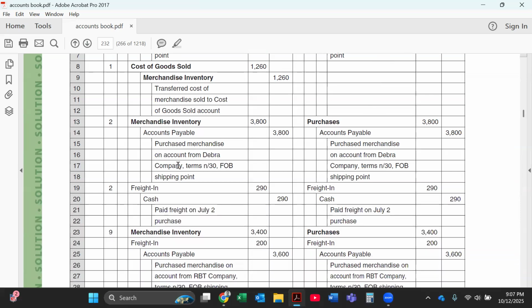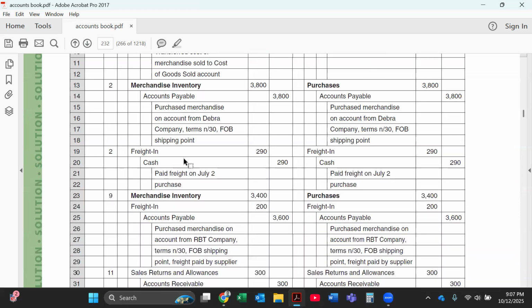When we purchase merchandise on account, underneath the perpetual method, I'm adjusting merchandise inventory and accounts payable. Underneath the periodic method, I don't call the account merchandise inventory, I call it purchases. And so purchases is debited, accounts payable is credited for the value, never changed. When I paid freight in cash, that does not change either. We use the freight-in account in both instances.